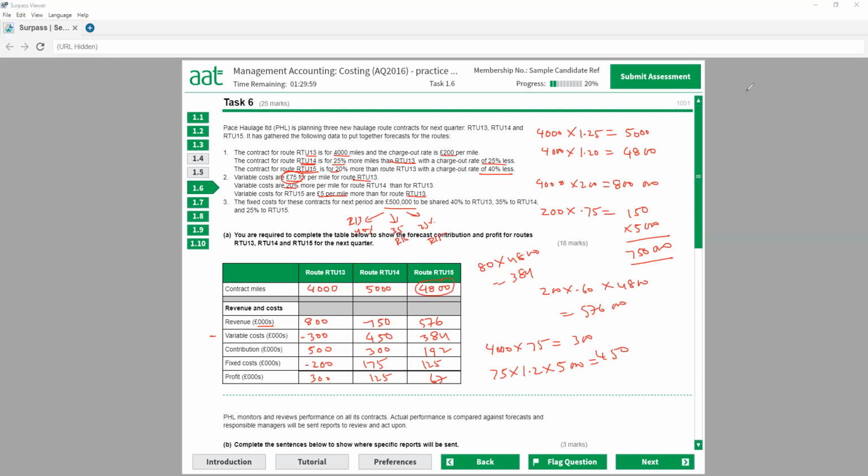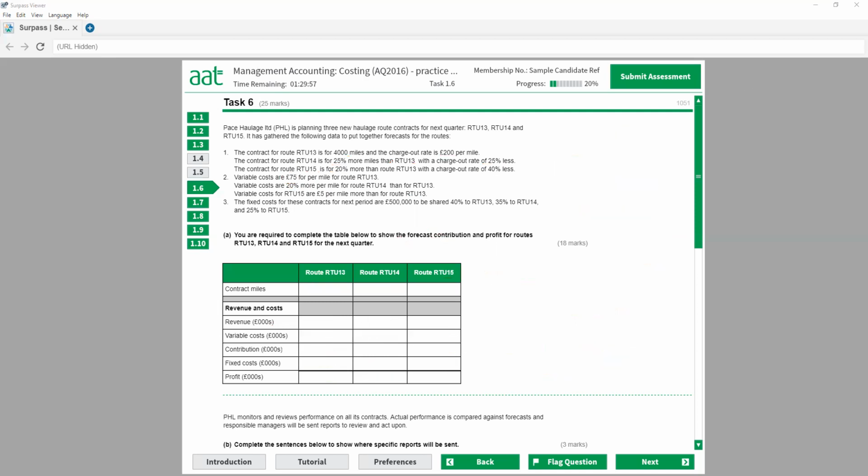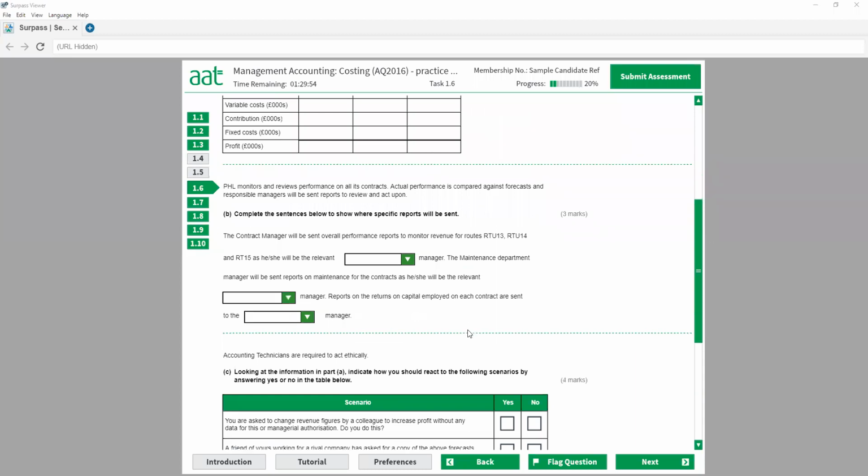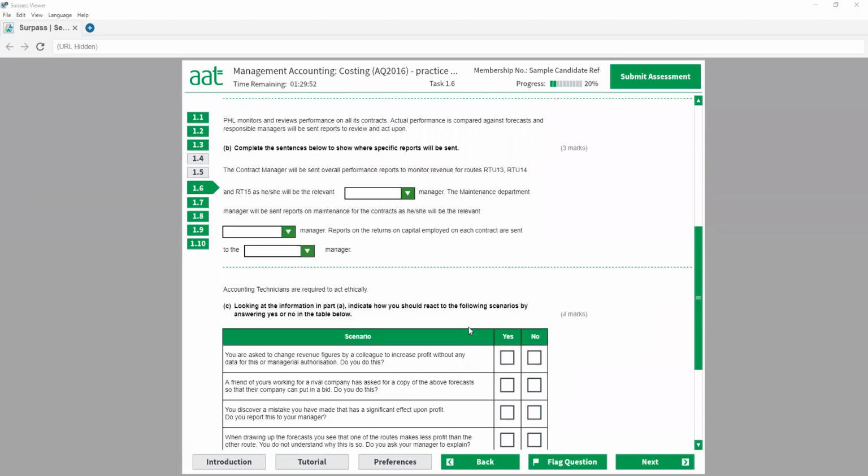All right, let's move to the next one. The next portion we have here is from the cost center. So let's read this question. PH will monitor and review the performance on all of his contracts. Actual performance is compared against the forecast, and the responsible manager will be sent a report to review and act.